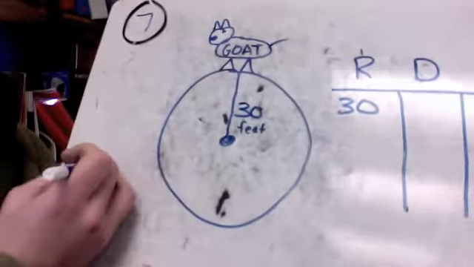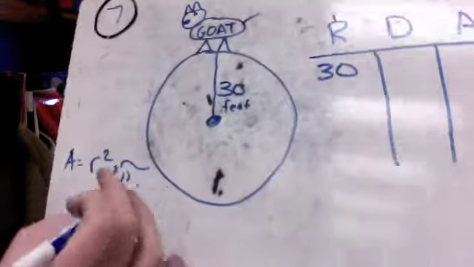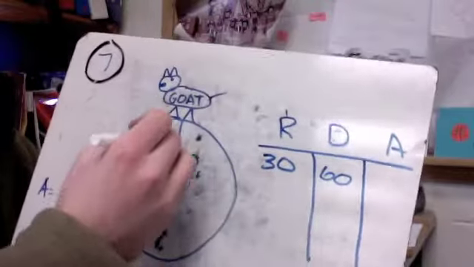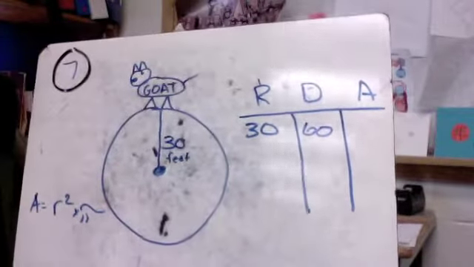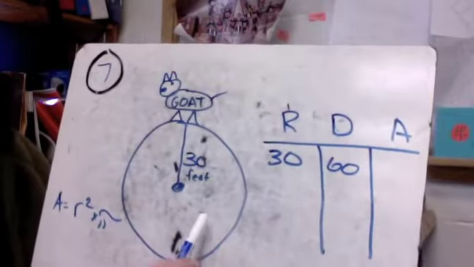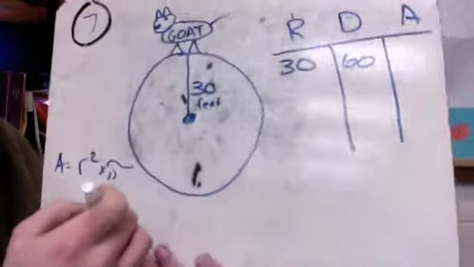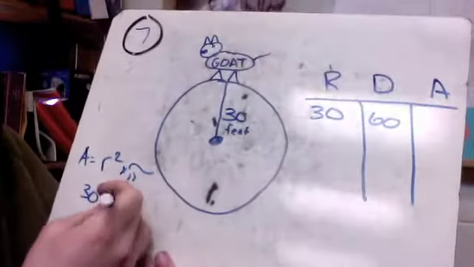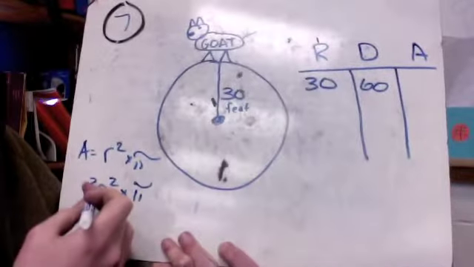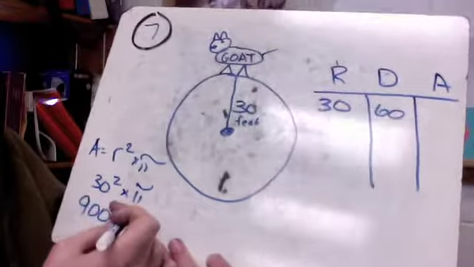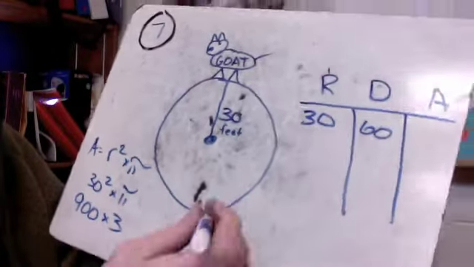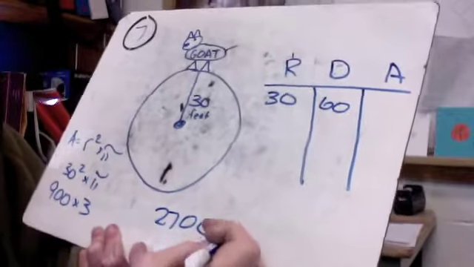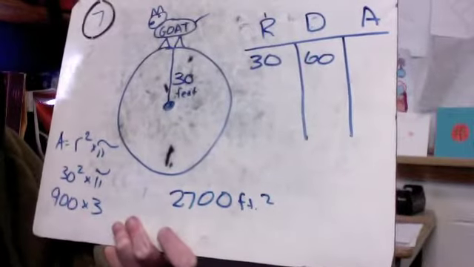Area of a circle is just radius to the second power times pi. The diameter, we know it's 60 because it's all the way across, but we don't really need that anyway. The area is what we need, that's how much grass is on the inside for the goat to eat. So we just fill in the blanks. We have 30 to the second power, 30 is our radius, times pi. 30 times 30 is 900. 900 times 3 is going to be 2,700. So he's got 2,700 square feet of grass to eat.